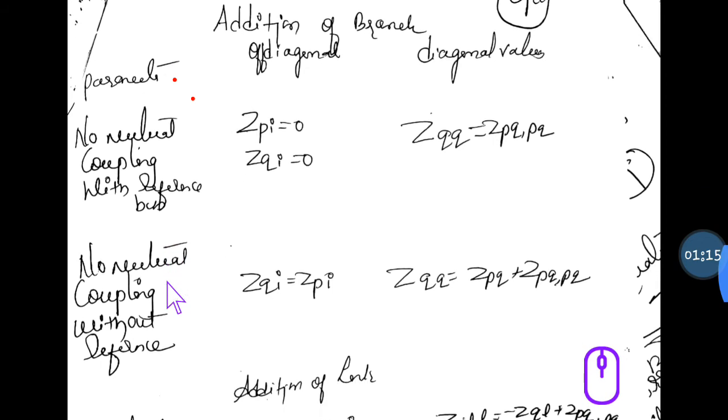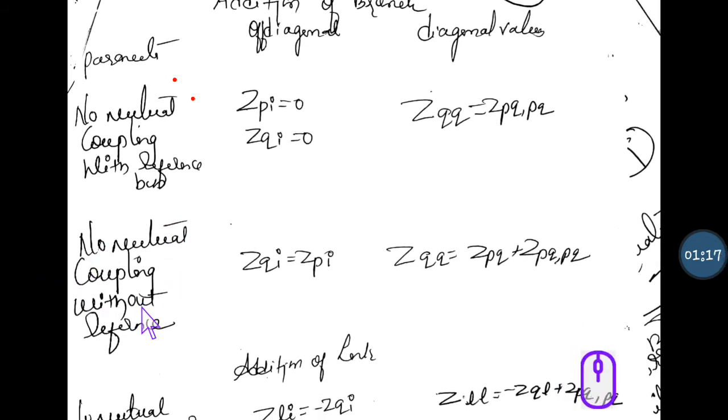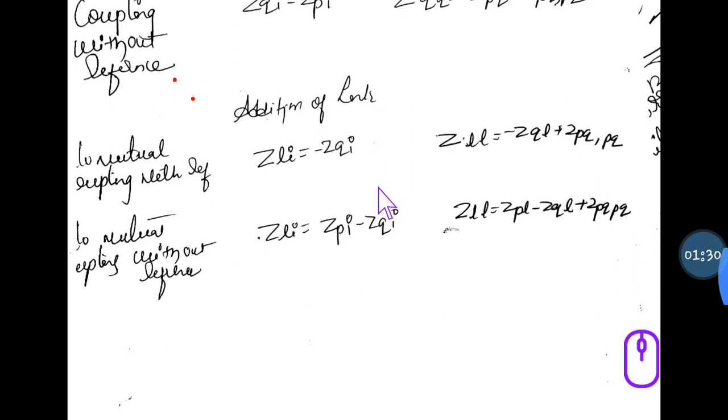For addition of branch with no mutual coupling without reference, Z of QI is equal to Z of PI, and for diagonal, Z of QQ will be Z of PI plus Z of PQ comma PQ. This is for addition of branch. The same thing you have to do for addition of link, with no mutual coupling with reference and without reference. So these equations, for off diagonal as well as diagonal, you have to remember.